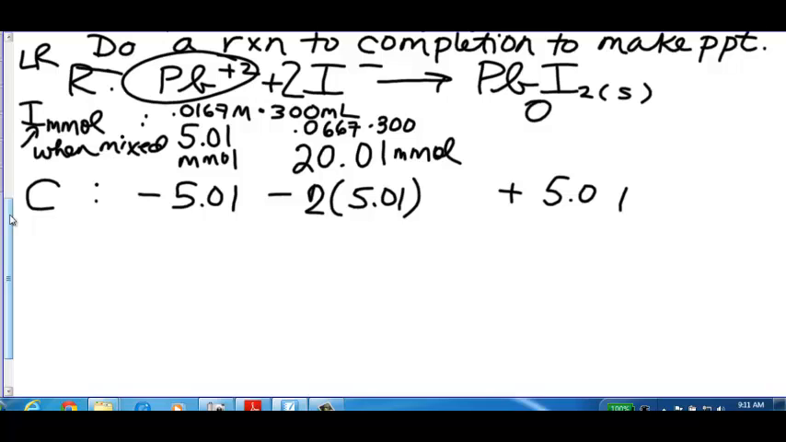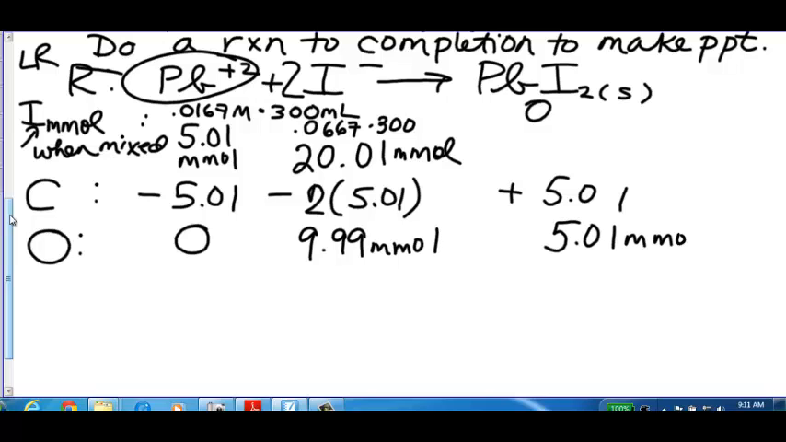So at the, why was it RICO? Over. When it's over, we have none of this left. We have 9.99 millimoles of this. And we have 5.01 millimoles of this. So I can get the concentration of iodine when this is over. Right? The solid doesn't matter because it said concentration of all ions remaining in solution, right? I can get the concentration of iodine by just dividing this by my volume, 300 mL. And what we get is 0.033 molar.